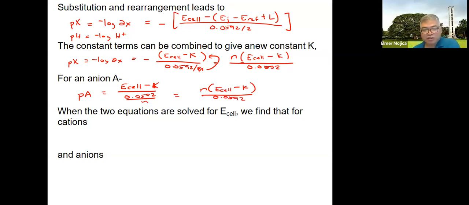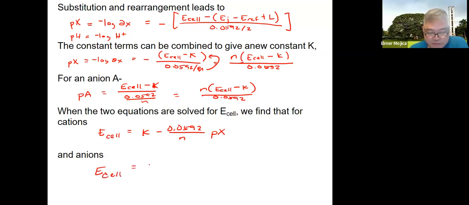And when the two equations are solved for the E cell, what happened? E cell is just equal to K minus 0.0592 over N times pX, or E cell equals K plus 0.0592 over N times pA for the anions. So the Nernst equation is still, we could say, applicable here.